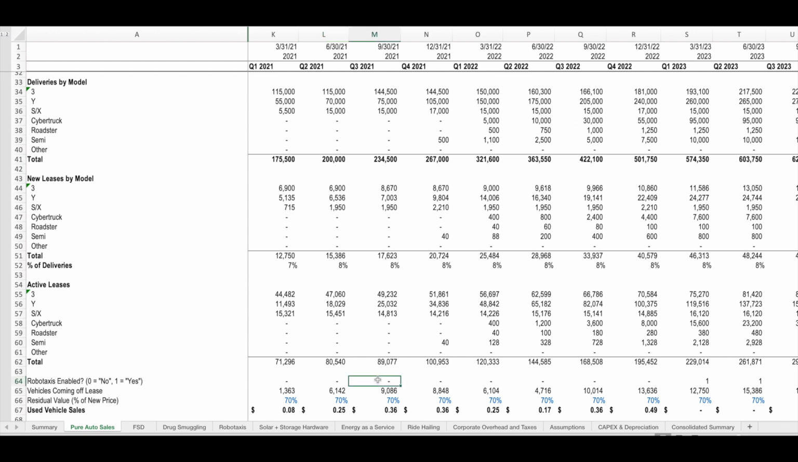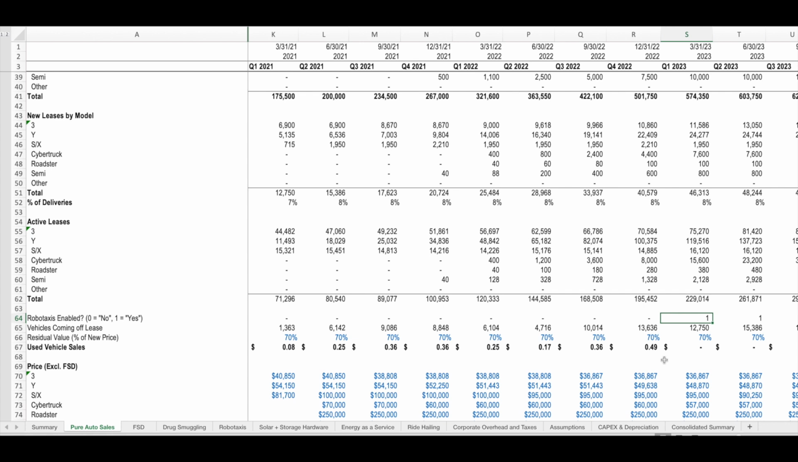We do have here in row 64 a binary assumption on whether or not robotaxis are available in each quarter. So you can see here that I've assumed robotaxis will start to be used in Q1 of 2023. From that point on, all of the vehicles coming off lease would no longer be resold for a slight margin, but would instead be put into Tesla's robotaxi fleet. For purposes of this part of the valuation, that actually results in a reduction of the resale revenue, so it does slightly lower the valuation of this hardware component, although it's more than made up for on the robotaxi side of the equation.